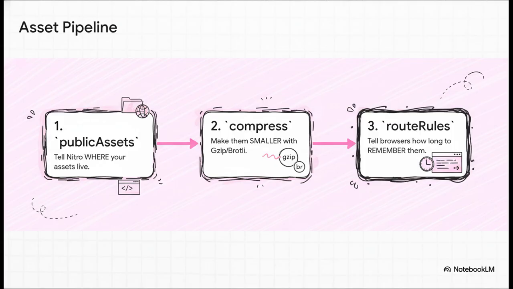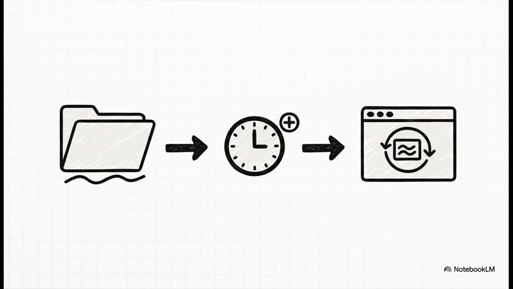Step 1, you tell Nitro where your assets are. Step 2, you tell it to make them smaller by compressing them. And Step 3, you tell browsers how long they should hold on to them. That's really it.